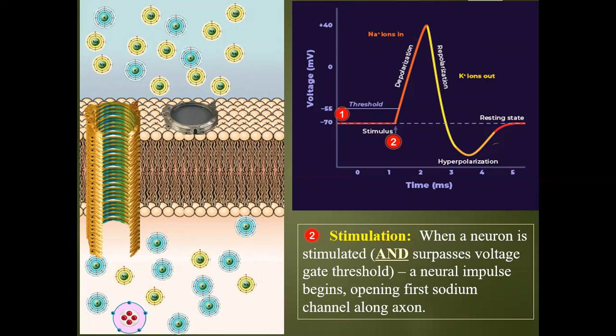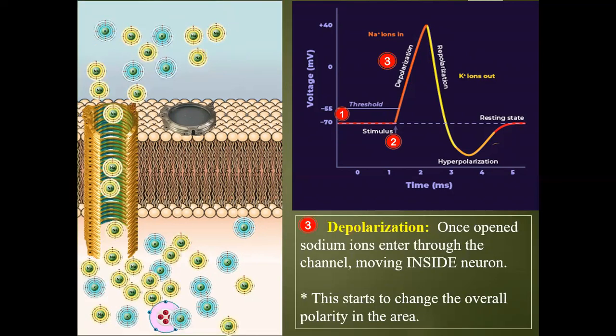Okay. So we receive stimulation, surpass the voltage gate threshold, neural impulse begins. First sodium channel open along the axon. The sodium ions begin to move in. And notice that down below, inside the neuron, it's getting more crowded, and there's less of them in the general area outside the neuron. Now, also remember, we're pulling in a whole bunch of positive ions. These are all sodium ions, so these are all now positively charged ions that are coming inside the cell.